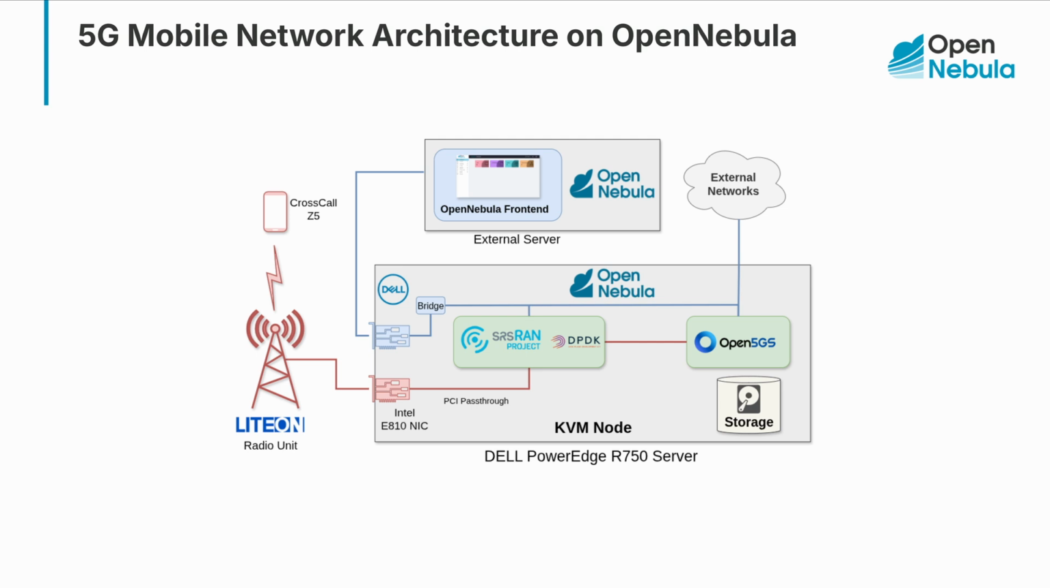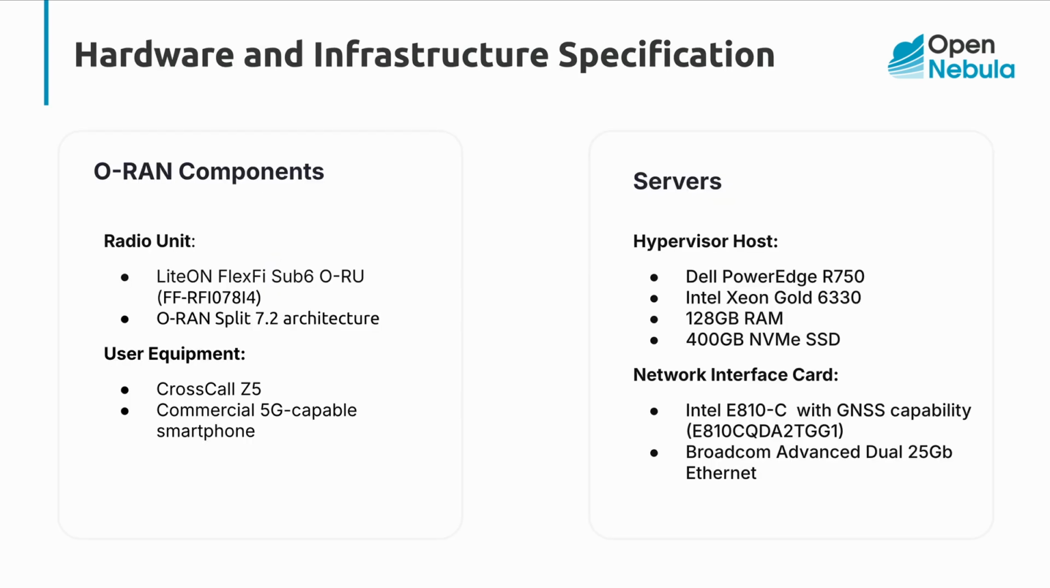Finally, to provide a complete connection, the Open5GS core is bridged to external networks, which gives the user's device access to the internet or other private networks. In this platform-centric view, you can see how OpenNebula serves as the fundamental layer that automates and simplifies the deployment of the virtualized 5G mobile network. Here you can find the list with the specified hardware.